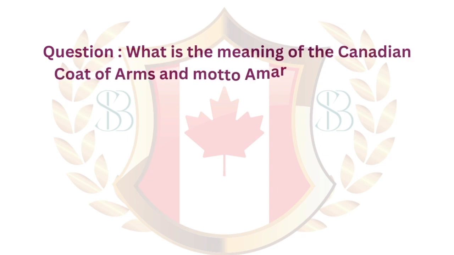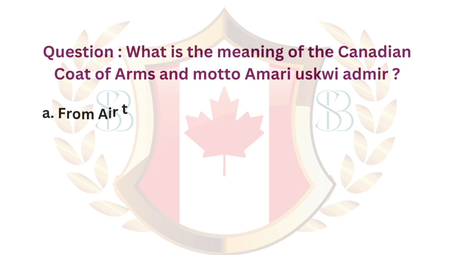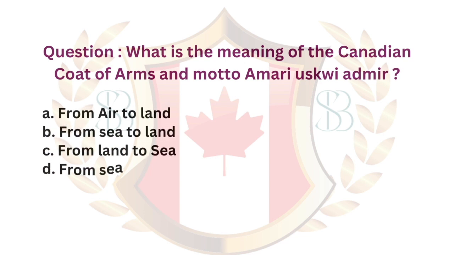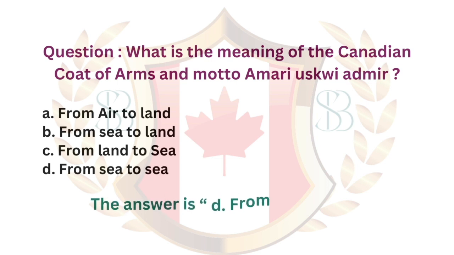Question. What is the meaning of the Canadian coat of arms and motto A Mari Usque Ad Mare? A. From air to land. B. From sea to land. C. From land to sea. D. From sea to sea. The answer is D, from sea to sea.